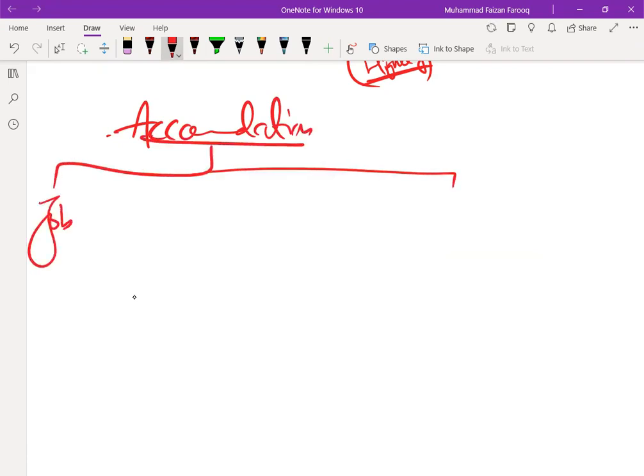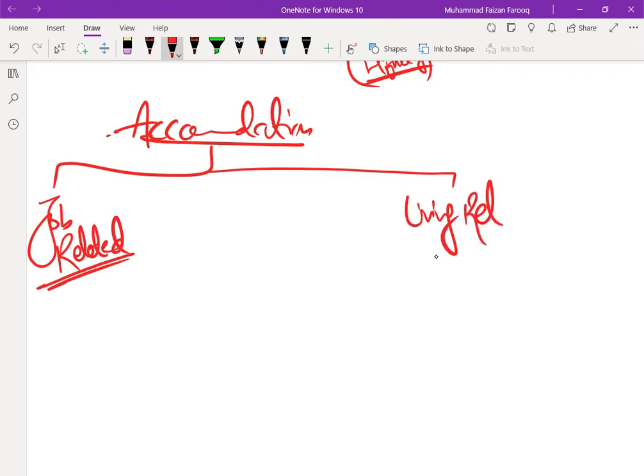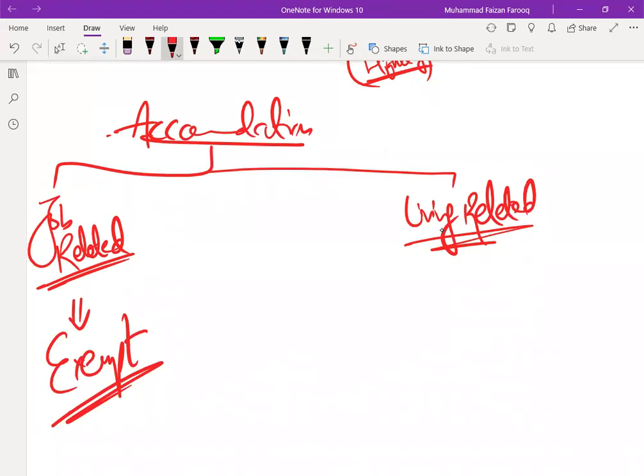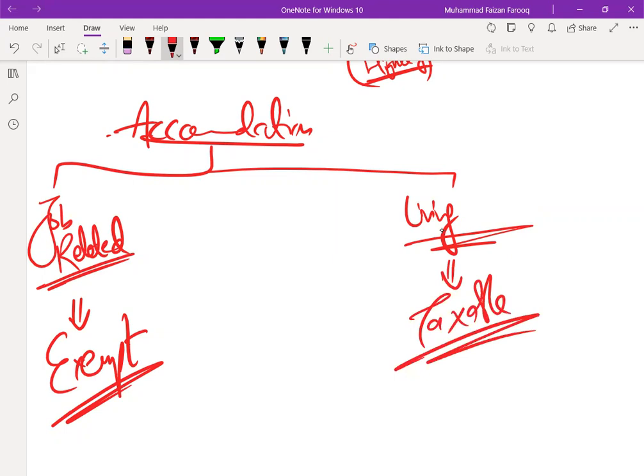Anything that's free, provided by employer to employee, right? Yes. So there are two types of accommodation which employer can provide to employee. First one is called job related accommodation, and second one is known as living accommodation. Living accommodation is taxable. We will learn today how it's taxable. And job related accommodation is exempt. Exempt means we are not going to do any working for job related accommodation. Job related accommodation is completely tax free, but the living accommodation is taxable.